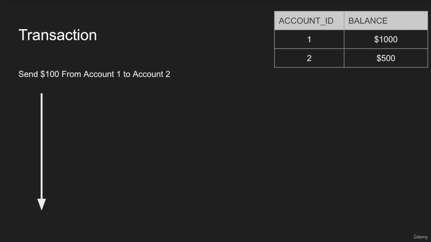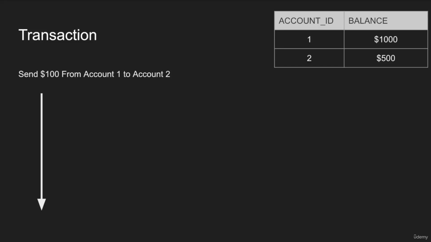Here's another example of how a transaction works. We talked about this earlier. This is a table with two fields, account ID and balance. The balance for account ID 1 is $1,000. The balance for account ID 2 is $500. And we want to send $100 from account 1 to account 2. Before we proceed with the slide, build this in your head. How would you build it? Stop this recording, do it yourself, and then move on. Obviously, the slides are available for you if you want to do it yourself.